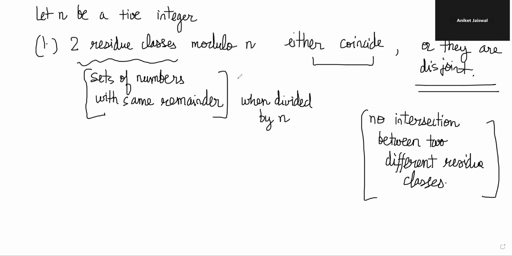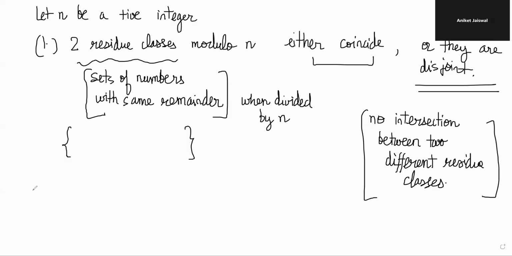If even one element is common, the whole remainder thing coincides. Obviously, these are separate APs, right? If any element is common, the whole thing is common then. Because the n is the same: the common difference is the same and you are dividing by the same thing. So you cannot have any common elements between two different residue classes.